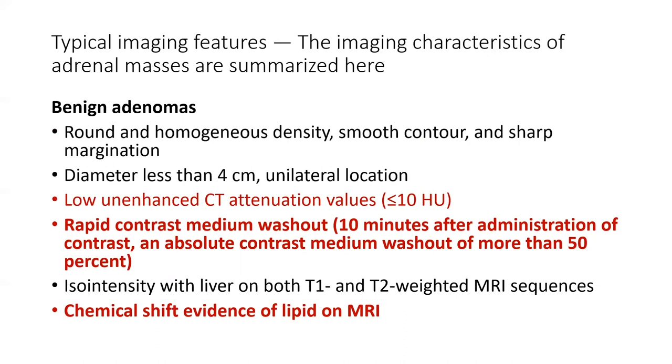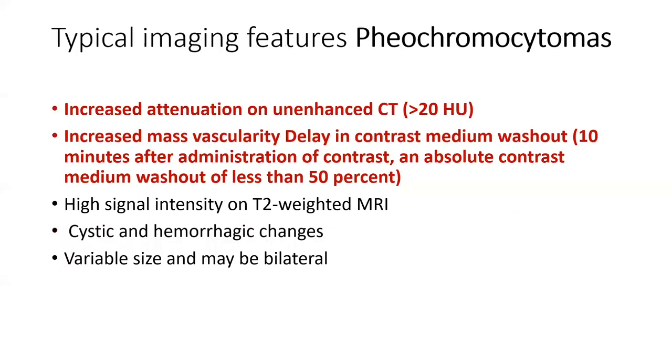A contrast washout of more than 50% at 10 minutes. Chemical shift evidence of lipid on MRI. Usually unilateral location, round and homogeneous density, smooth contour, and sharp margination. Typical features suggestive of FIO will definitely be more than 10 HU. In many cases, it is usually more than 20 HU, like a malignancy. But of course, we'll have biochemical evidence of FIO as well.